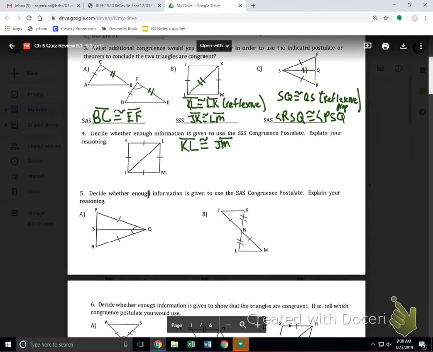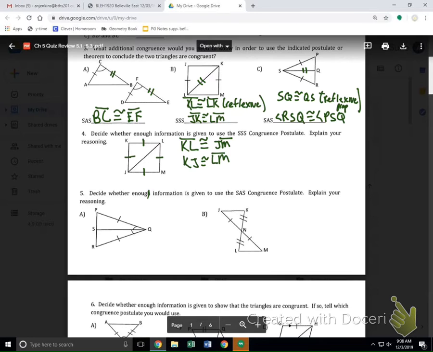And then that leaves my other two. So my other two would be KJ is congruent to LM. And now we've dealt with all of the things shown directly. So we want to know if we have enough information to show side, side, side and explain. So do we have enough information?